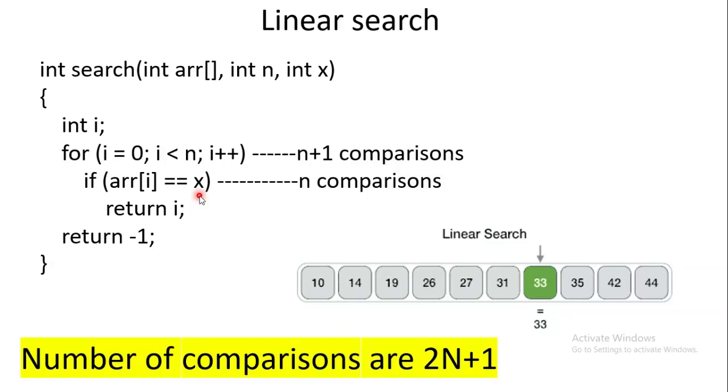Now, considering the worst case in which the search element does not exist in the list of size n, the simple linear search will take a total of 2n plus 1 comparisons, out of which n comparisons are against every element in the search list and n plus 1 comparisons are to test against the end of the loop condition. So the total number of comparisons required in linear search is n plus n plus 1, that is 2n plus 1.